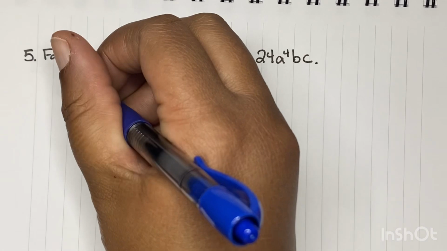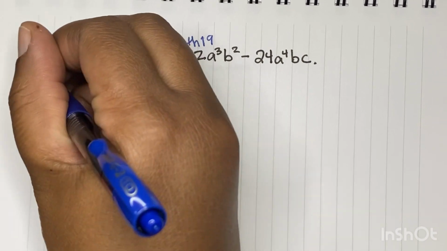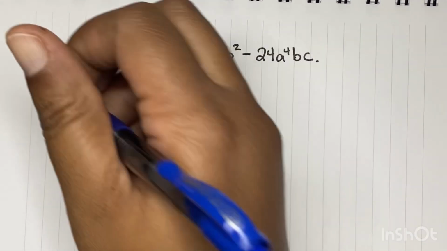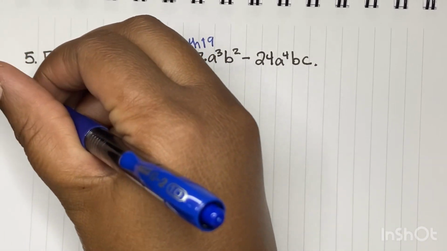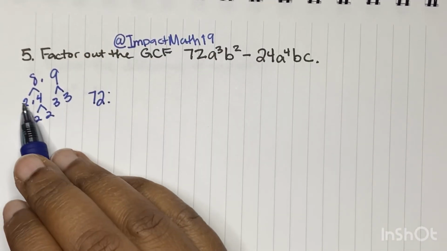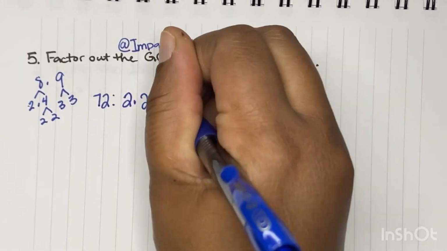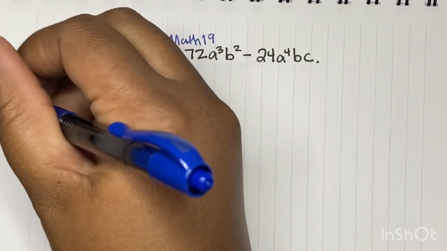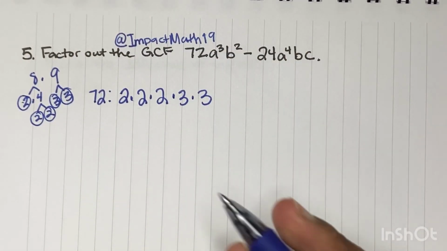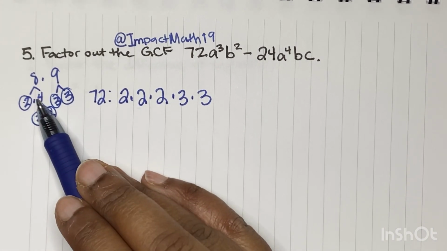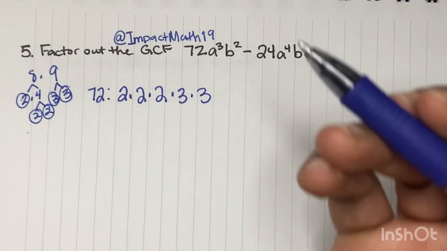All right, so we're going to list what times what gives us 72. So 8 times 9 gets us 72. Well, 9 is 3 and 3, and 8 is 2 times 4, and 4 is 2 times 2. So we want to list all our prime numbers. So 2 times 2 times 2 times 3 times 3, okay? Remember, a prime number is only 1 times itself can get you that number. So 4 is not a prime because 2 times 2 gets you 4. But 2 is a prime because only 1 times 2 will ever get you 2, if that makes sense, okay?